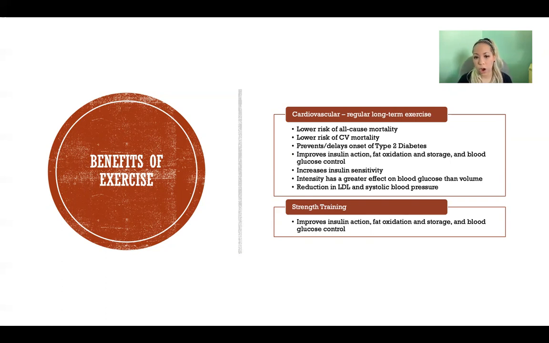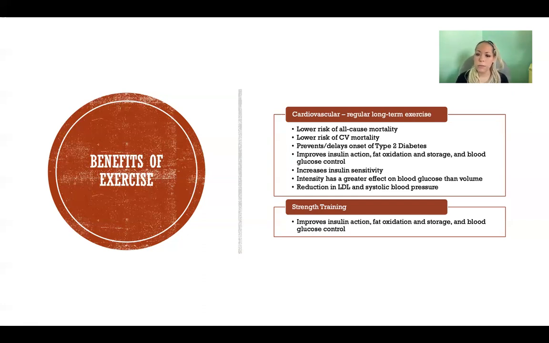And when it comes to cardiovascular exercise for diabetes mellitus, more intensity has a greater effect on blood glucose than more volume of exercise. So like you're better off doing 30 minutes at a higher intensity than an hour at a lower intensity. Now, ideally, over time, you can increase the intensity and the volume gradually, but you only want to increase one or the other at a time. So intensity will have a greater effect. So you might want to increase intensity before you increase the total volume. It'll also reduce LDL and systolic blood pressure, which is helpful.